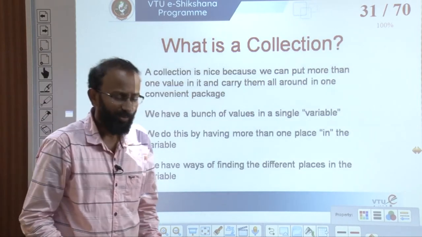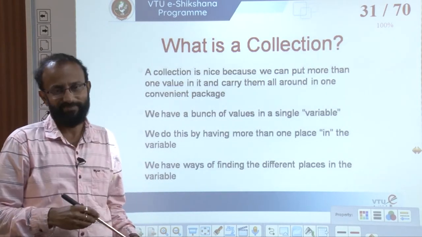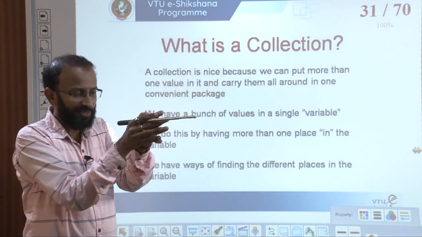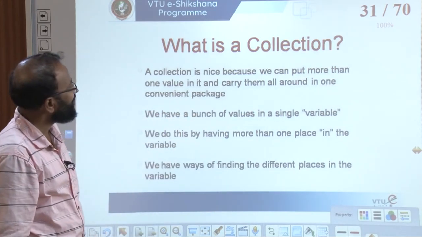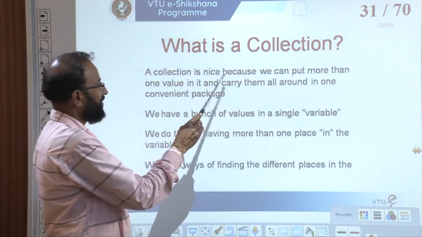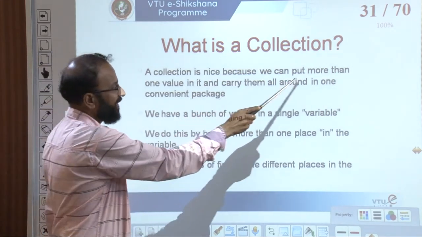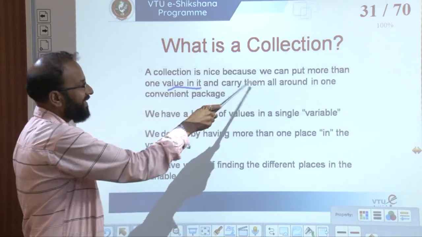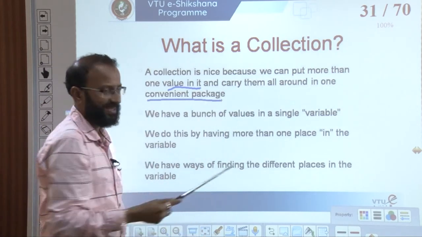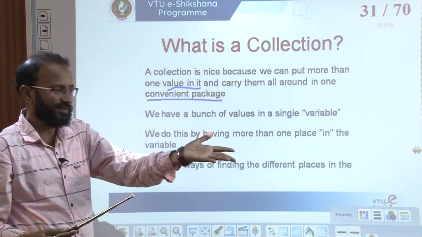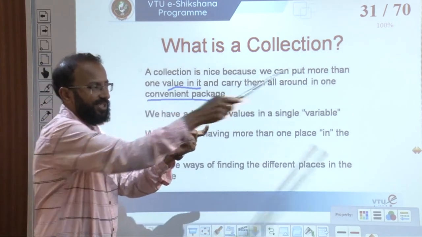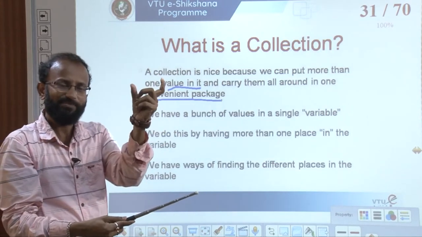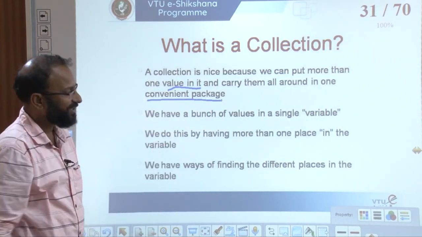Now, what is a list? We told list is also a collection, which is helping us put multiple different types together under one name. A collection is a good concept because we can put more than one value all together and carry them all around in one convenient package. What we did with the list: we told friends as one list, we gave three members. So instead of carrying all the three, we carried only the friend as a member name. So we have a bunch of values in a single variable.